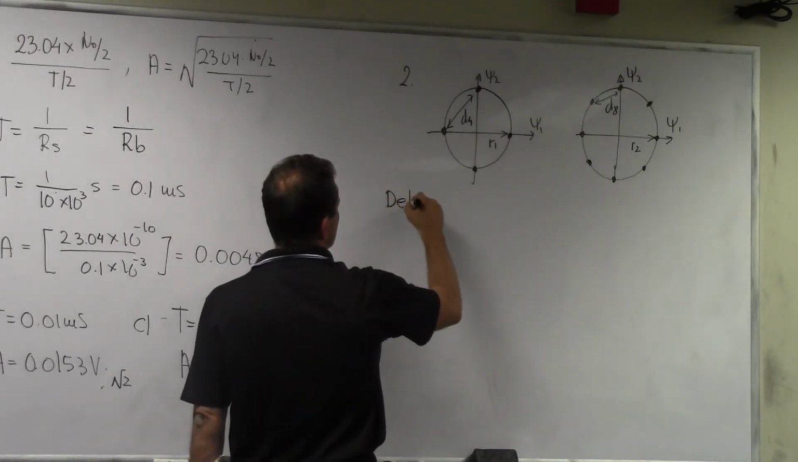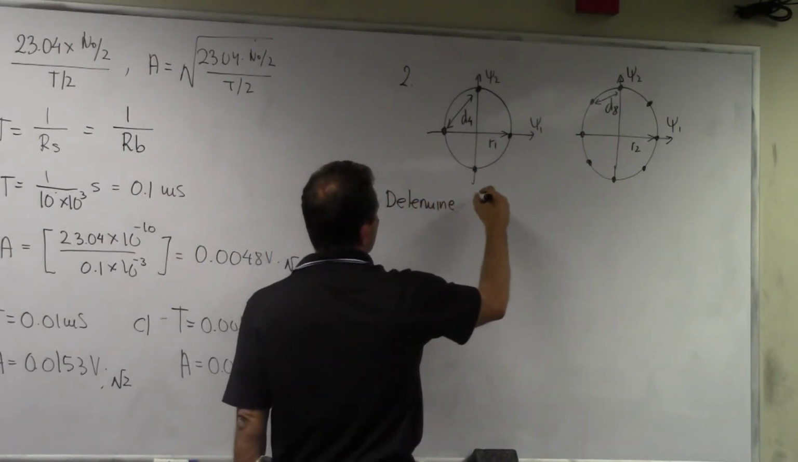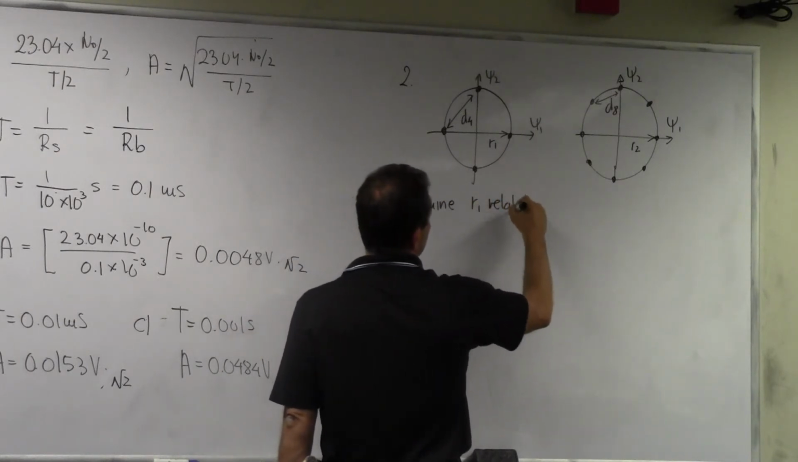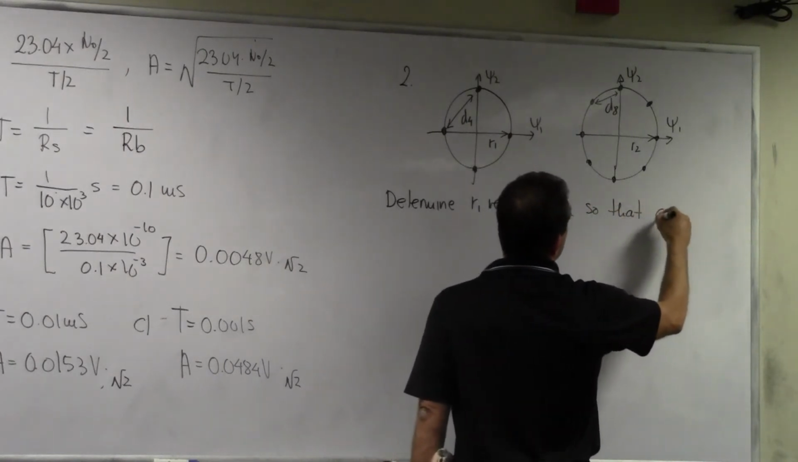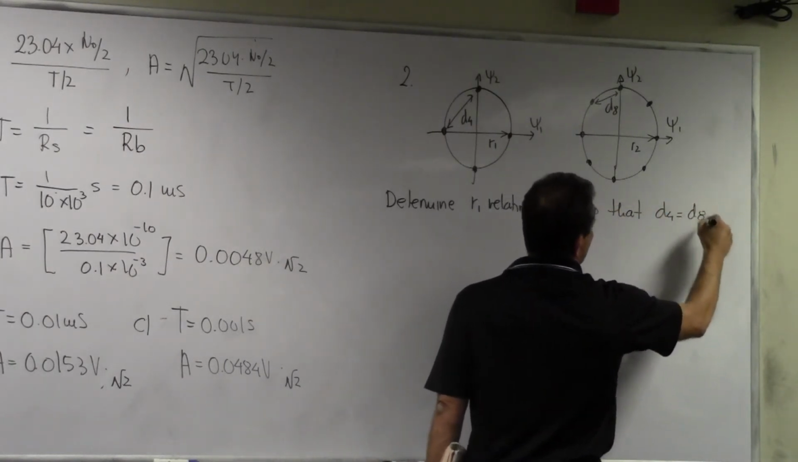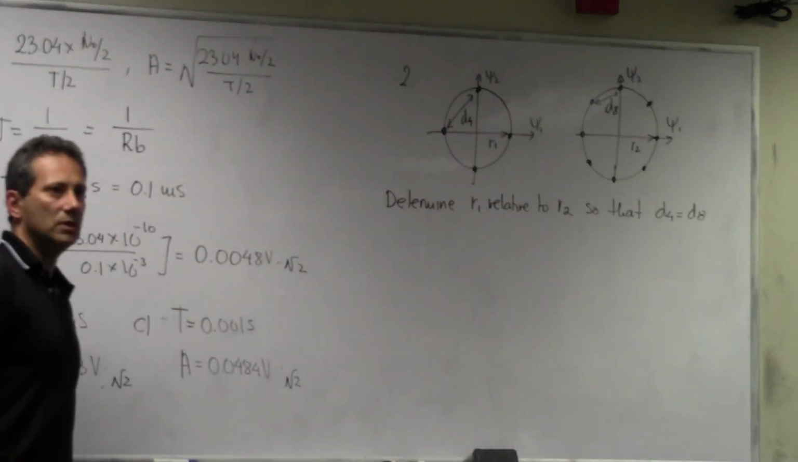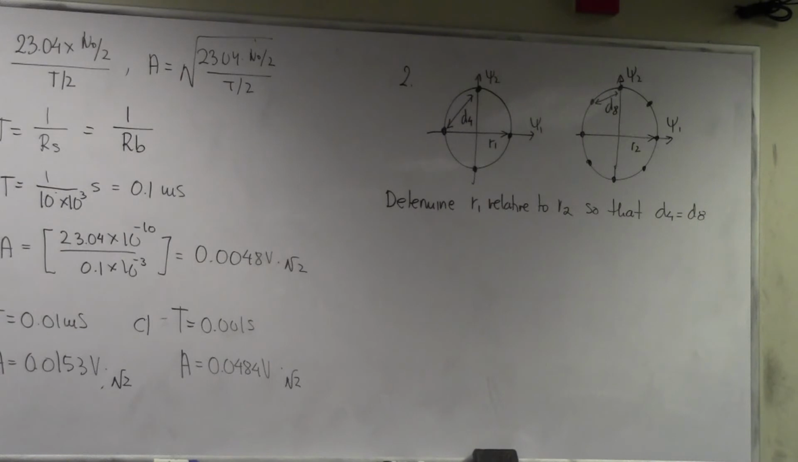So determine R1 relative to R2 so that D4 is equal to D8. Why are we requiring D4 to be equal to D8? We saw that the probability of error is dependent on the Euclidean distance between adjacent symbols. So if we were to maintain the same probability of error in these modulation schemes, we would have to increase the energy of the constellation in the case of the 8 PSK.